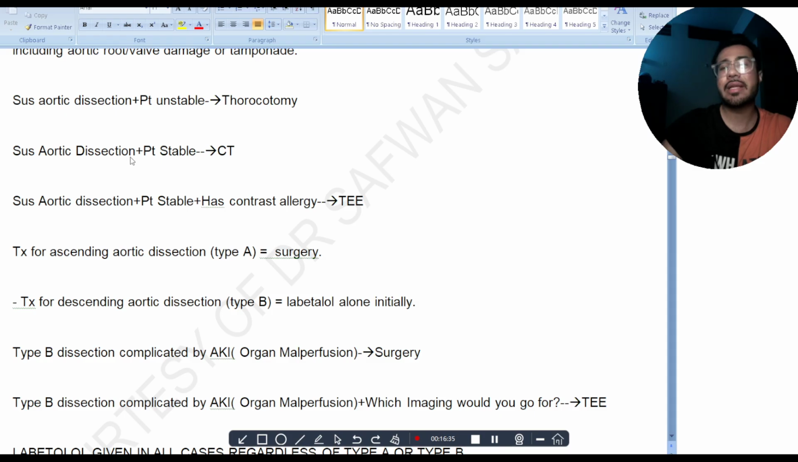Similarly, with suspected aortic dissection in the same scenario where the patient is stable, you're going to give beta blockers and you're going to confirm the diagnosis with CT scan. So if the patient is stable, you do CT. If the patient is unstable, you open the patient.